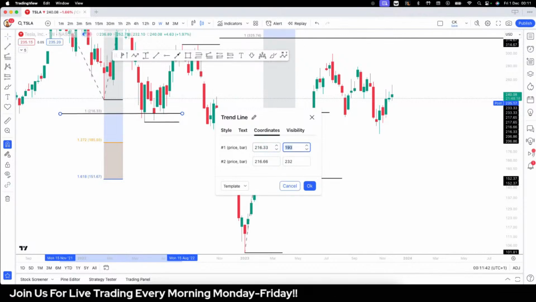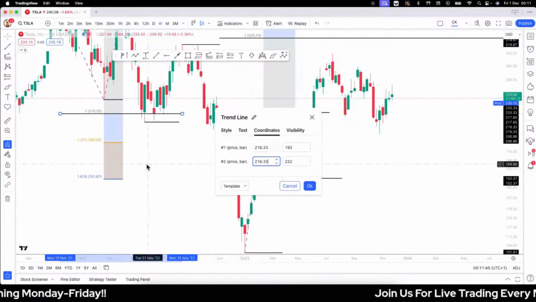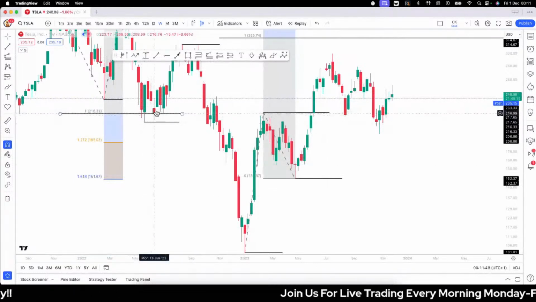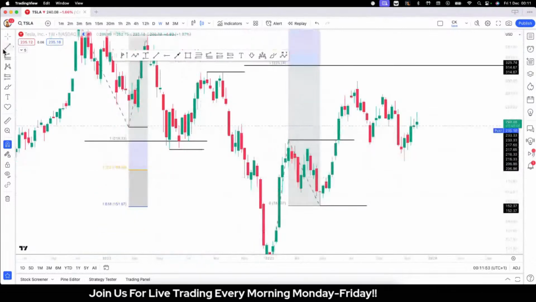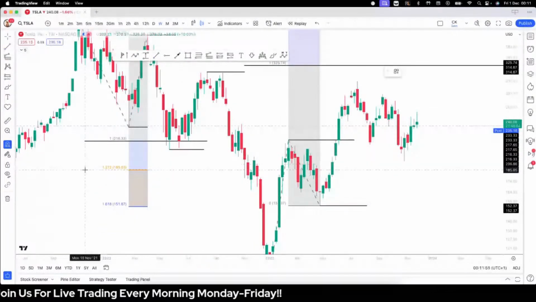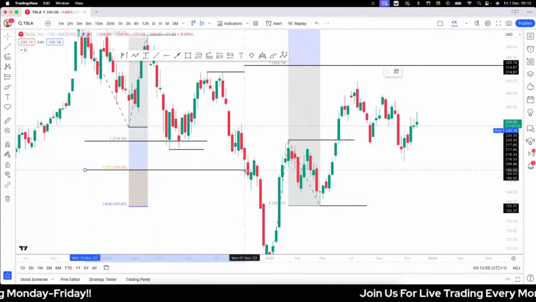Let me get it right on. Price wicks there, respects it, wicks there, respects it, wicks there, respects it, and then goes up a little bit. Ultimately, then you break that 1 Fib. The next Fib that you look at is 185.03, right? So that would be here.